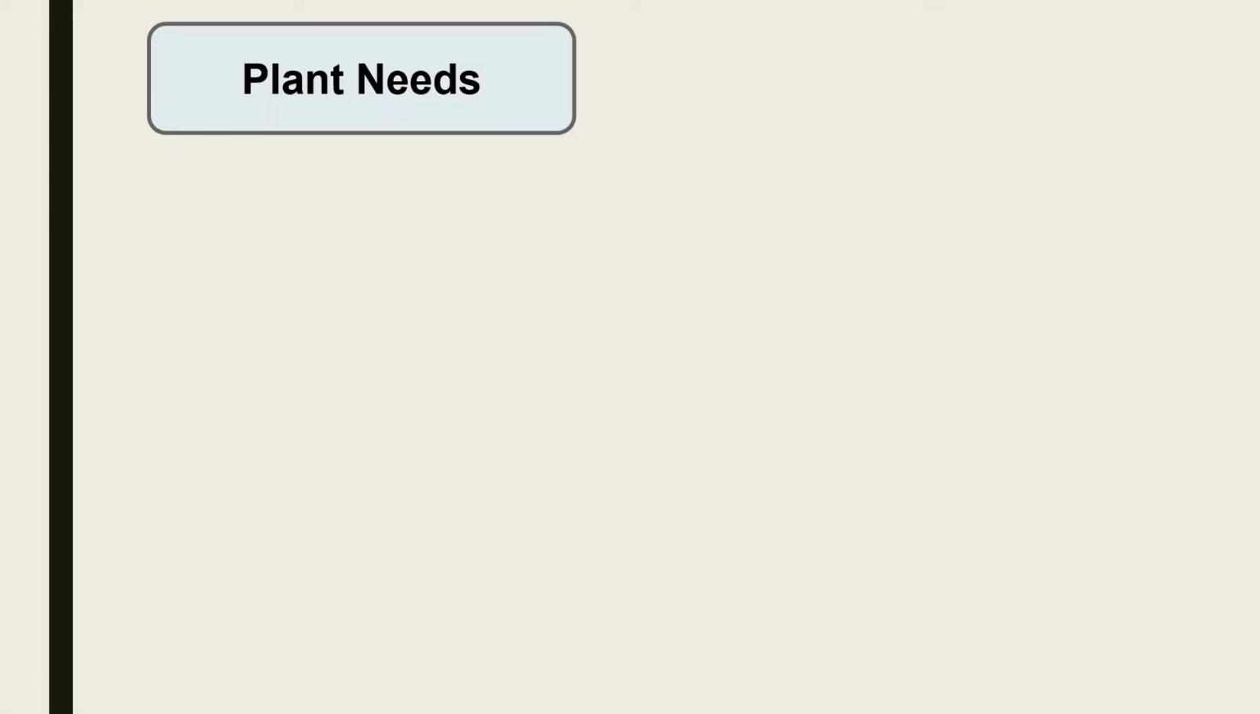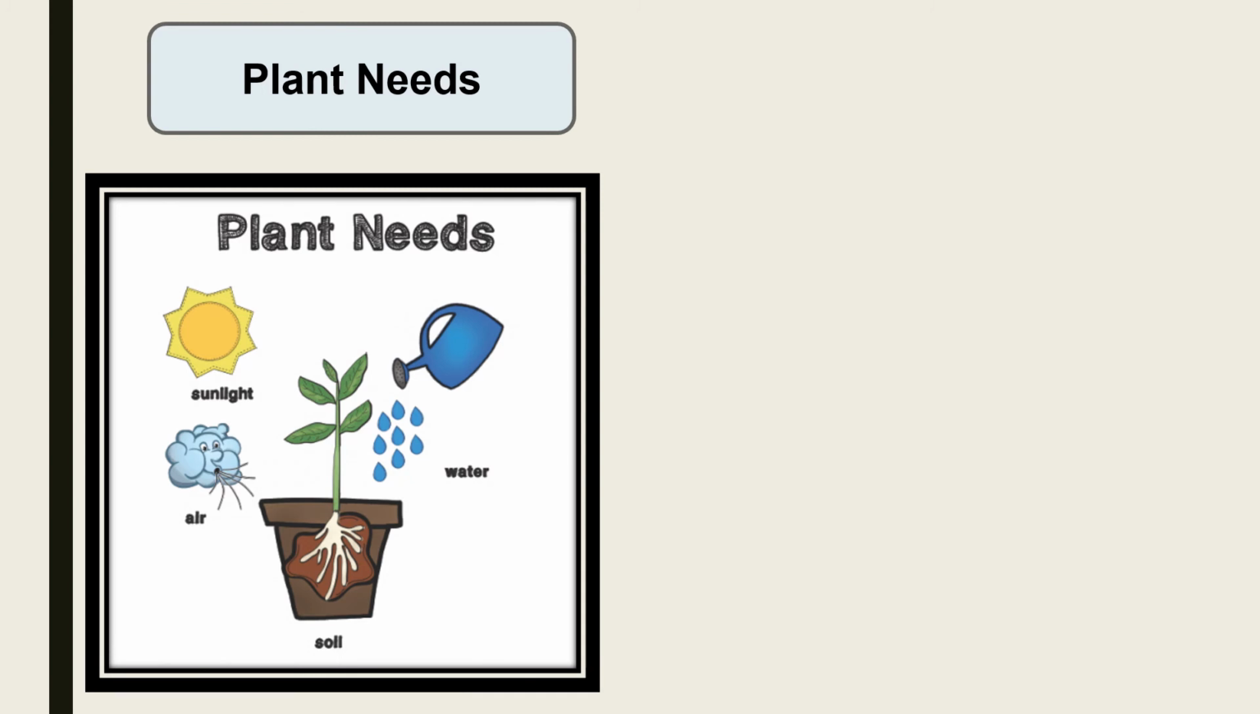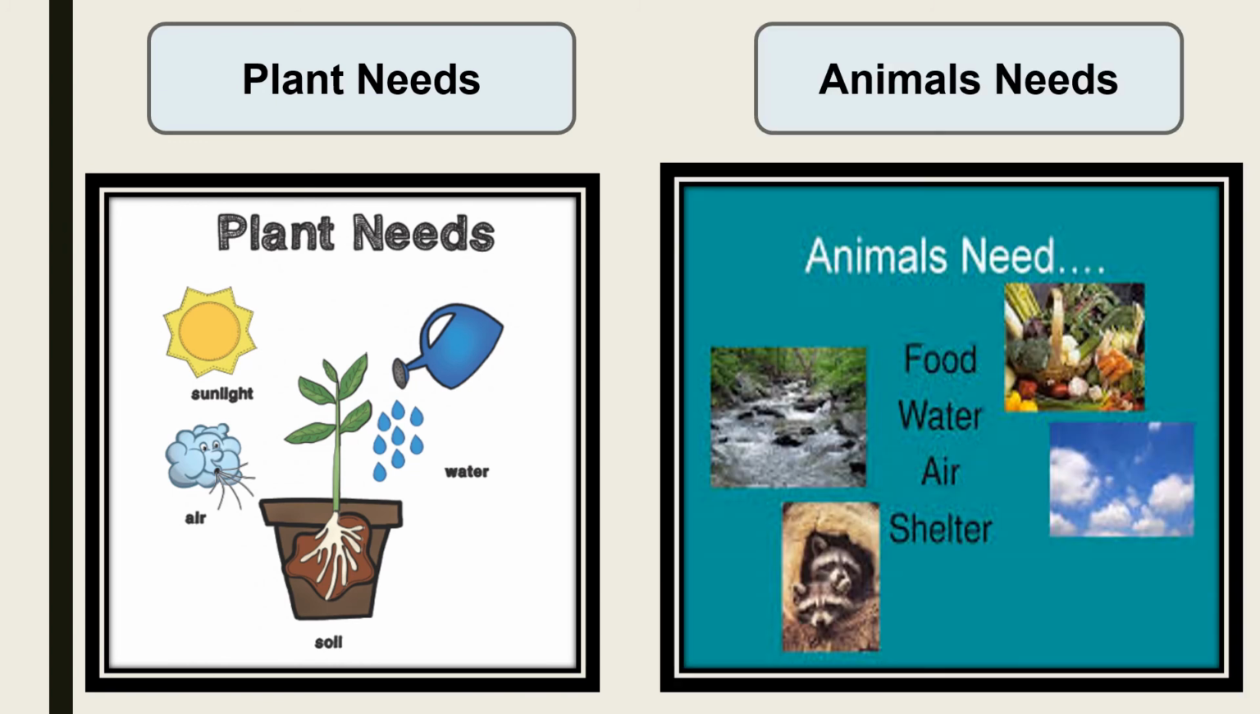Let's move on to the next part. The plant's needs. So these are the plant's needs: sunlight, water, air, and soil, or the minerals that come from it. Those are the plant's needs in order to survive in the wild, which also includes the tropical rainforest. Next, animal needs. Animals need food, water, air, and shelter. They need food to survive, water, and air.